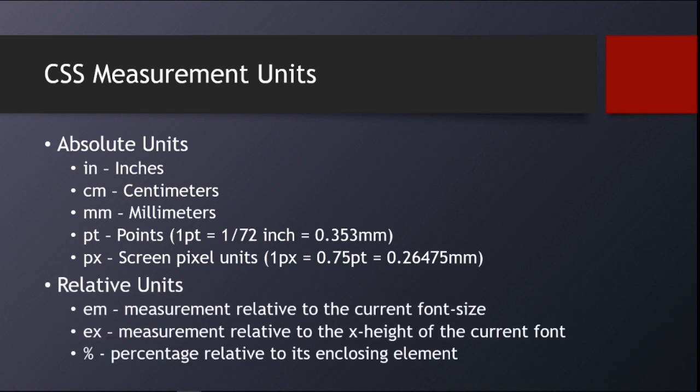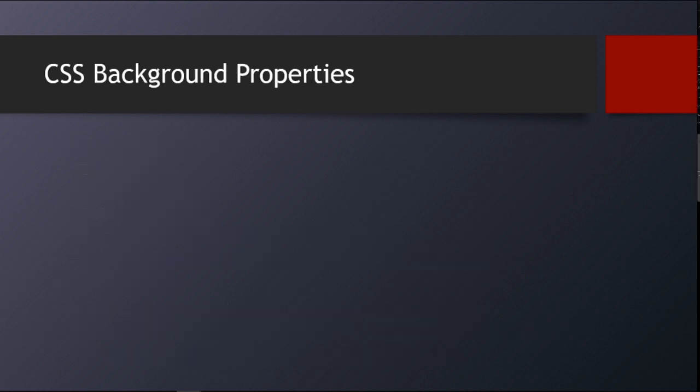For relative units, measurement would be based on another element's length. Examples would be EM, that is relative to current font size, and percentage relative to its enclosing element. In formatting HTML elements, the CSS background properties would be too important to miss out. There are a number of style properties we can list.